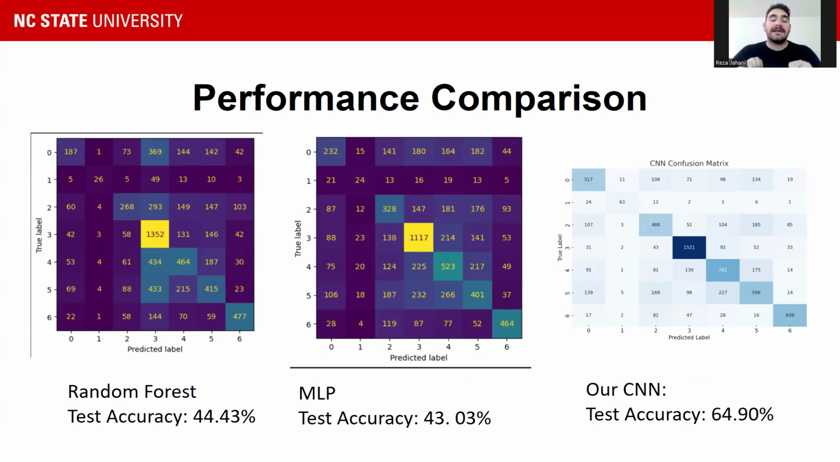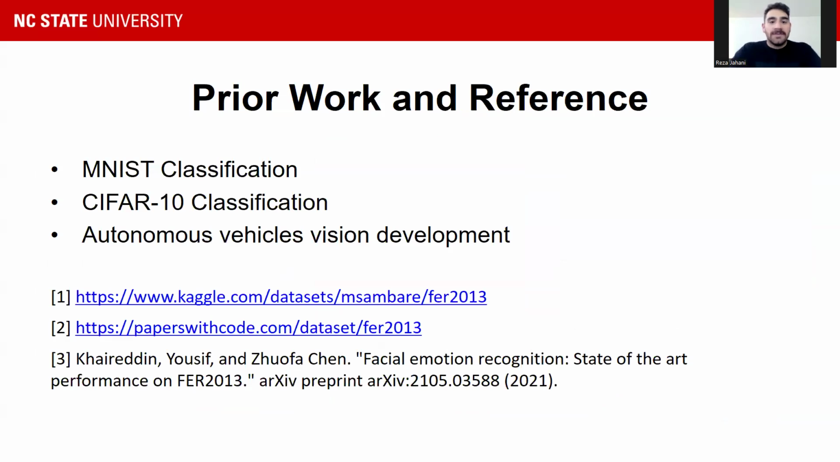In this slide, I'm going to provide more comparison analysis. On the left-hand side is the random forest, in the middle is the MLP, and on the right-hand side is our proposed work. As we can see, the confusion matrix of our work is much better because it was optimized and the architecture can generalize to a complex data set. We were able to get around 20% better test accuracy in comparison to the baseline. That was all about our project.